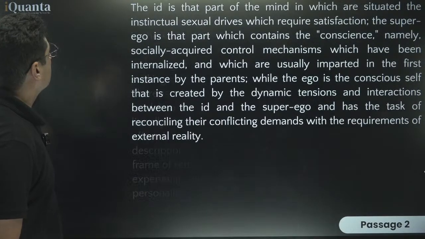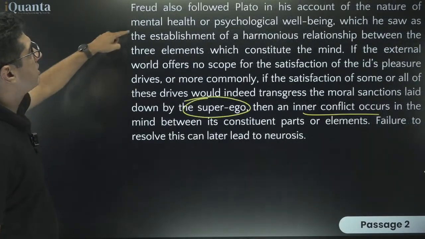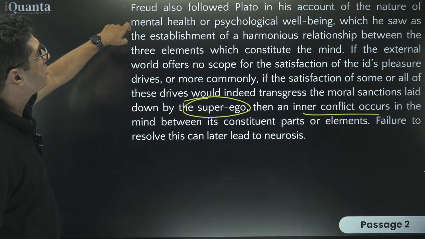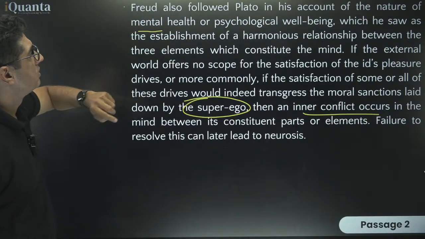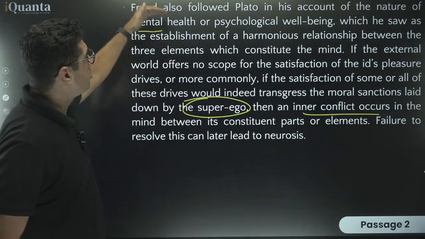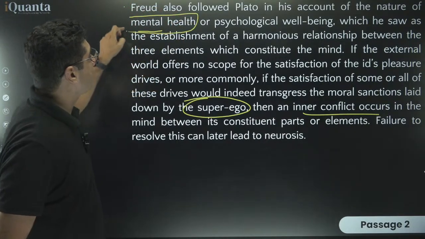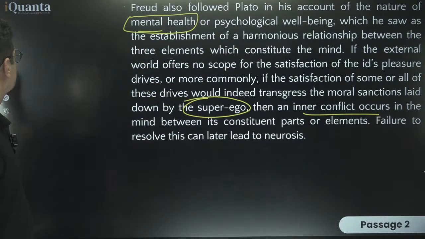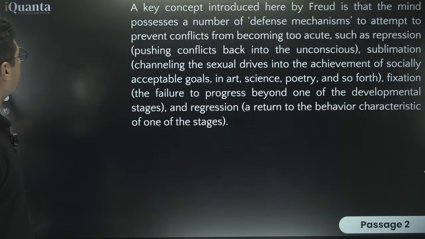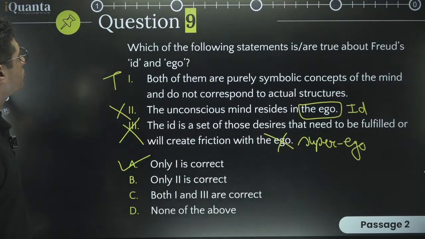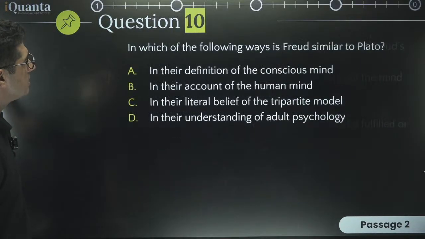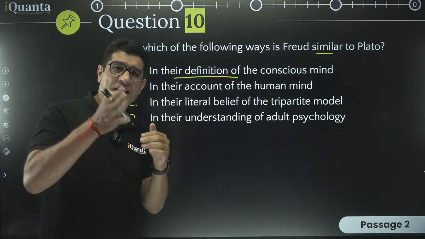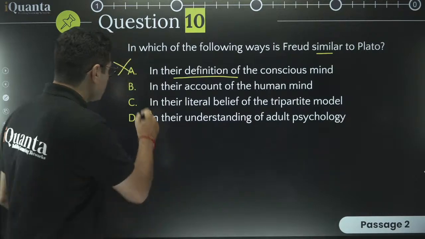Then Plato was mentioned in the second last paragraph. He also followed Plato in his account of the nature of mental health. So what is mental health? Both of them agreed on the definition of mental health. It's a harmonious relationship between the three elements. So these are the two places where these two individuals have been talked about. So in their account of the human mind, yeah, both of them believe the human mind has those three things. So yeah, this is true.